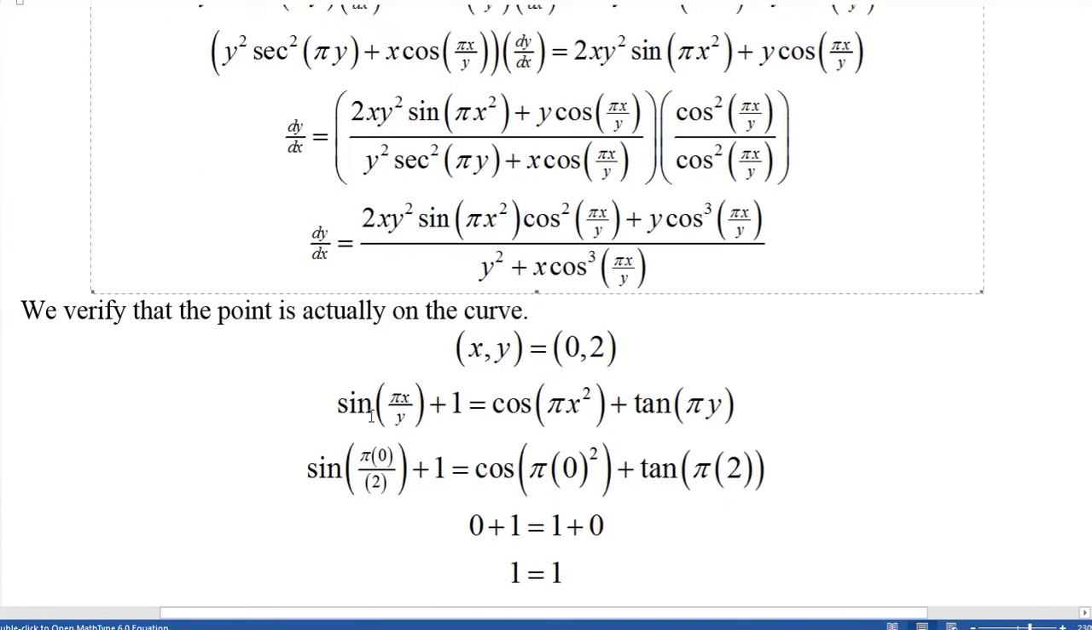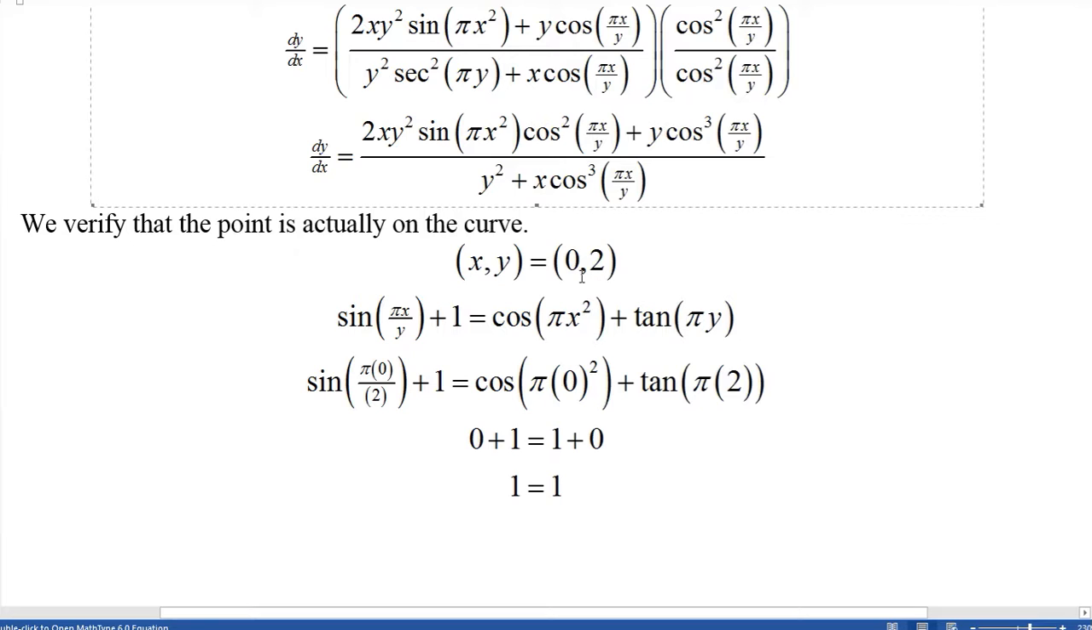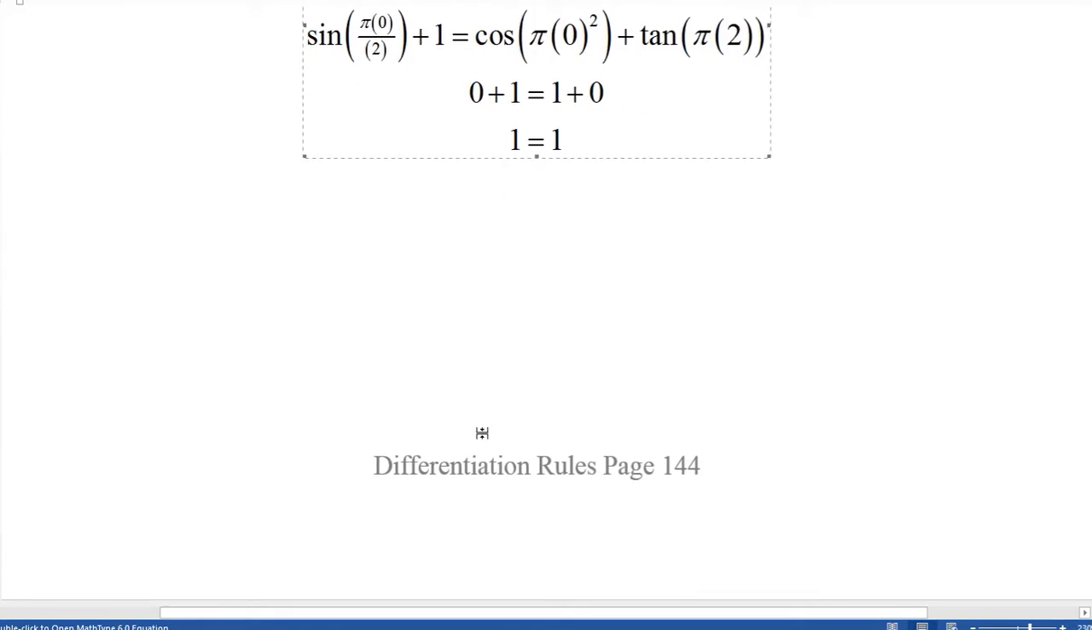But there's the derivative. We see that (0, 2) really is on the curve by plugging it into the original equation, plugging in 0 for x here and here, and 2 for y here and here. Let's see what we get. 0 times pi divided by 2 is 0. Sine of 0 is 0, plus 1 is 1. 0 squared is 0 times pi is 0. Cosine of 0 is 1. 2 times pi is 2 pi. Tangent of 2 pi is 0. And we get 1 equals 1, so it does check.